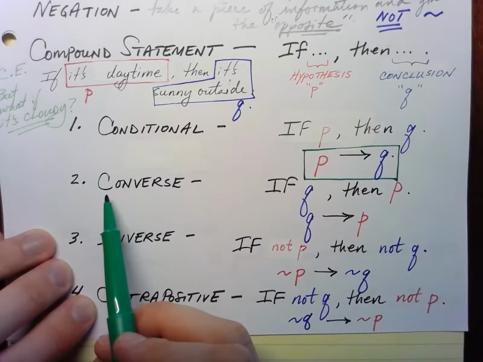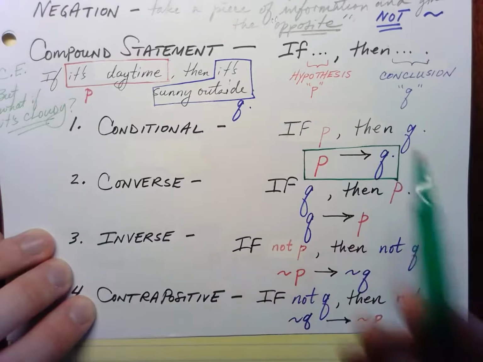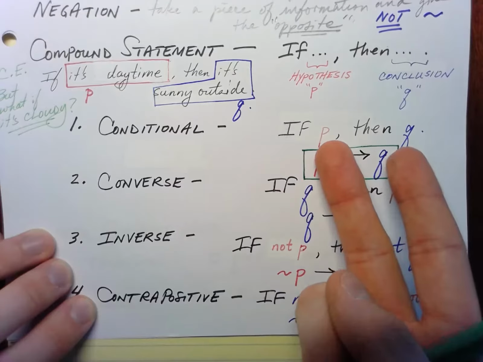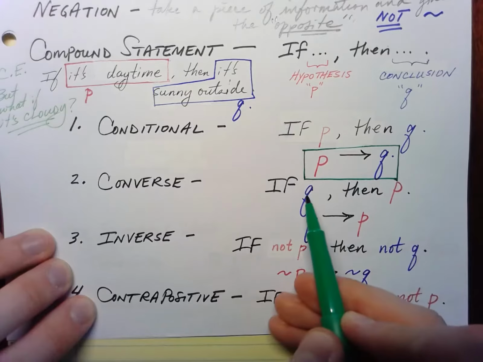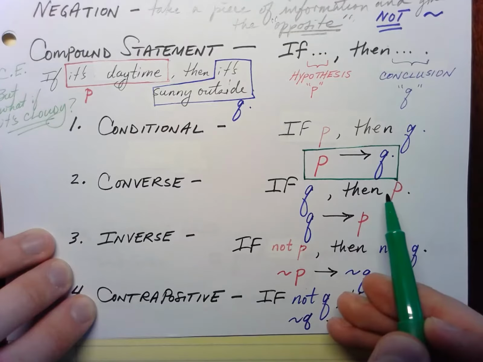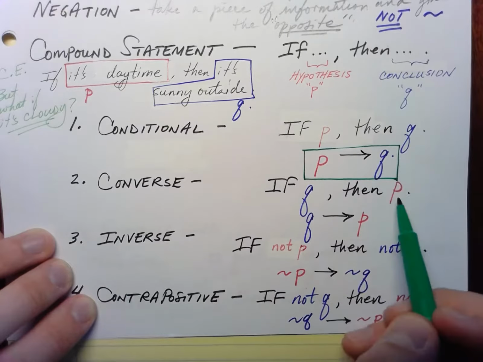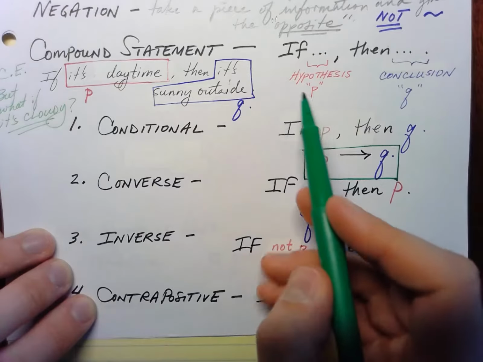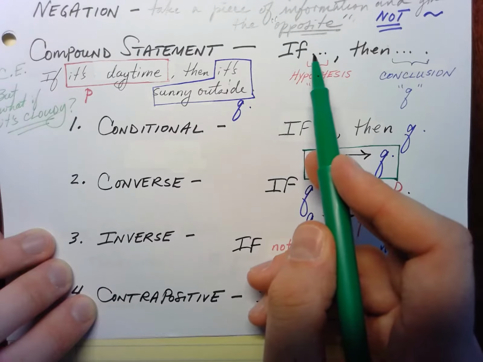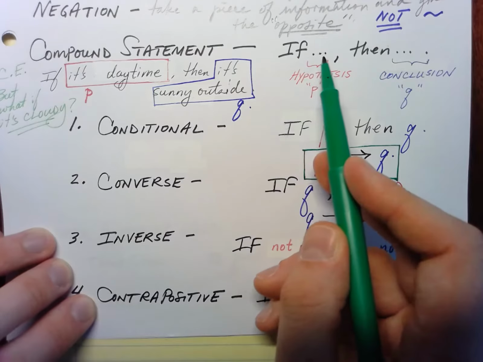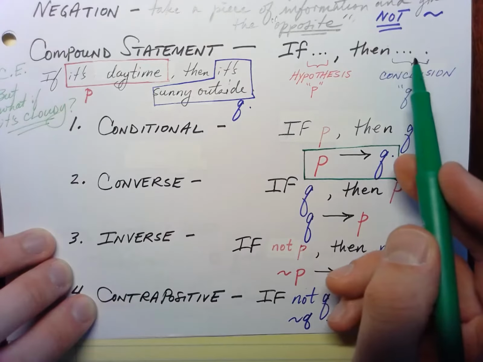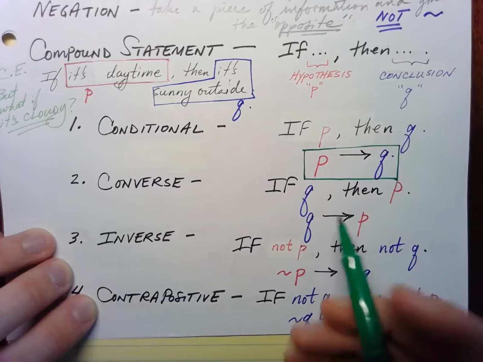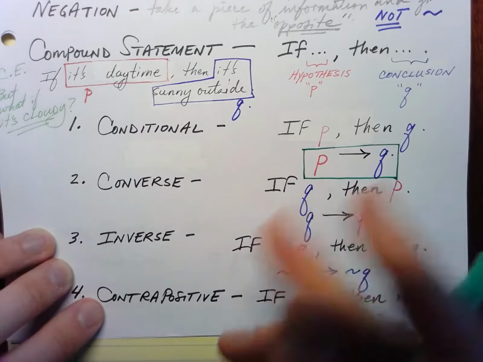The converse happens if you take P and Q and you flip them. You flip the position. So then you have if Q, then P. Okay, and remember that now P is the conclusion and Q is the hypothesis. The hypothesis is always with the if. Okay, this is always the hypothesis and this is always the conclusion. But these are just our statements. These are P and Q, and I'm just taking them and I'm flipping them around.